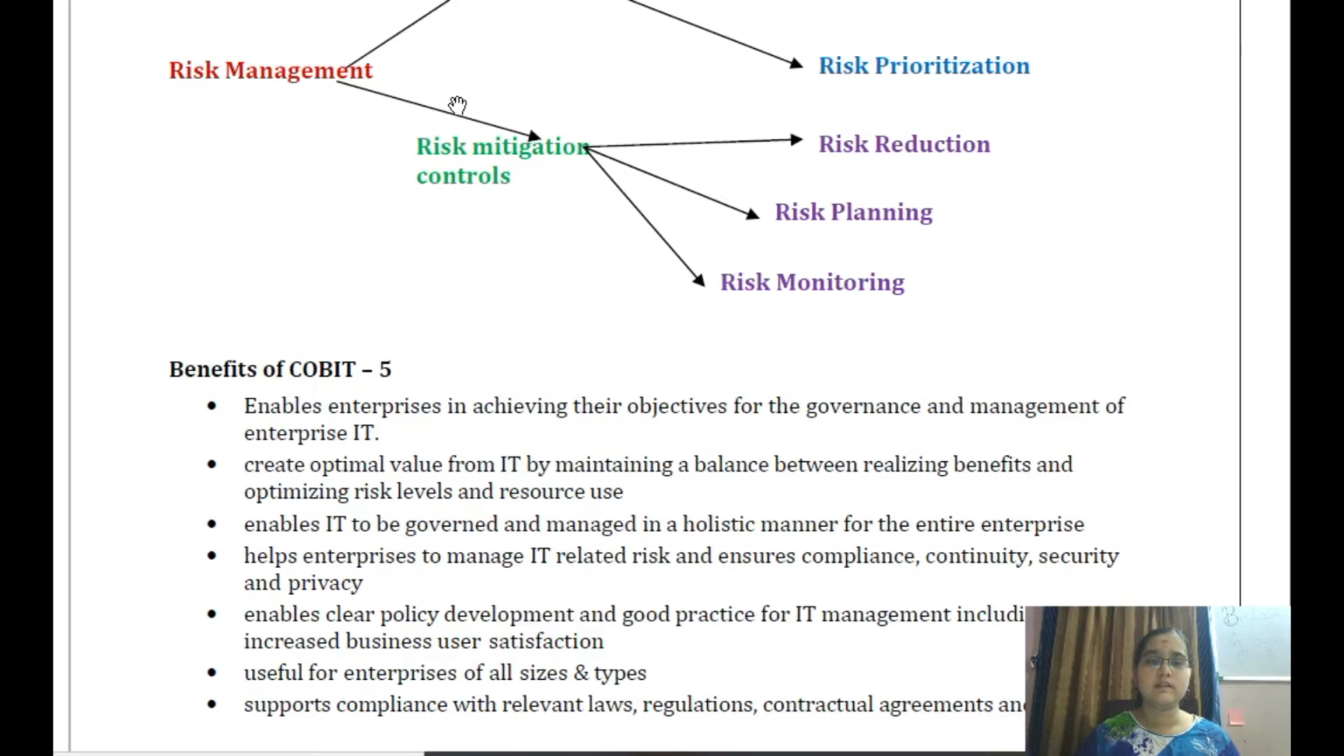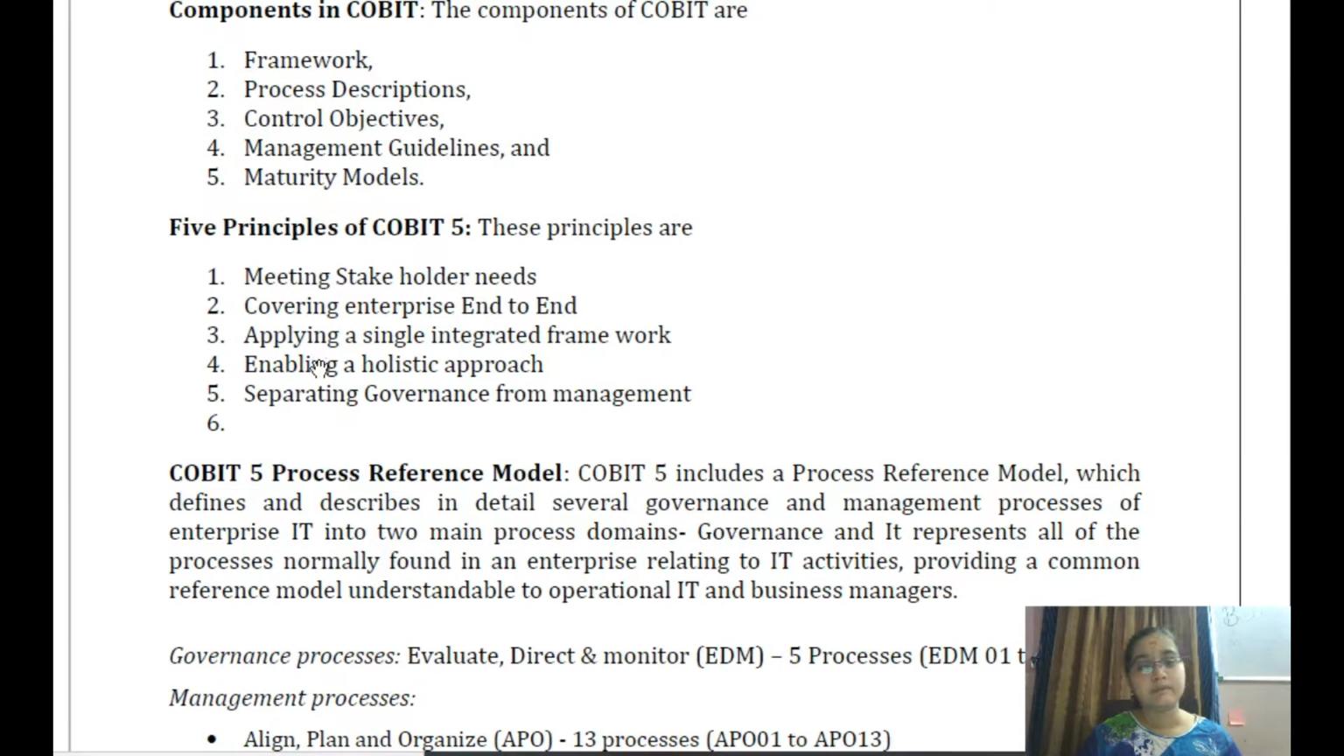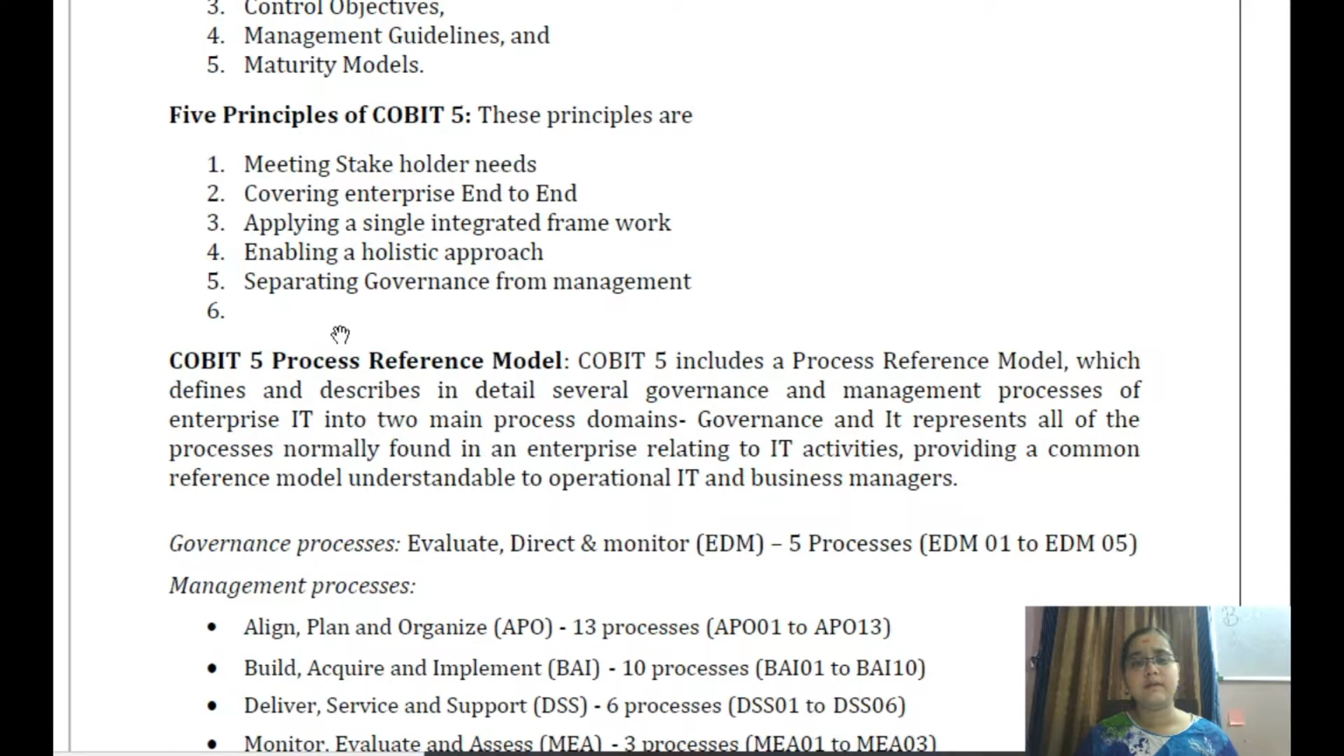Then let us see what the 5 principles of COBIT 5 are. COBIT 5 is based upon these 5 principles. The 5 principles are meeting stakeholder needs, covering the enterprise end to end, applying a single integrated framework, enabling a holistic approach, and separating governance from management.